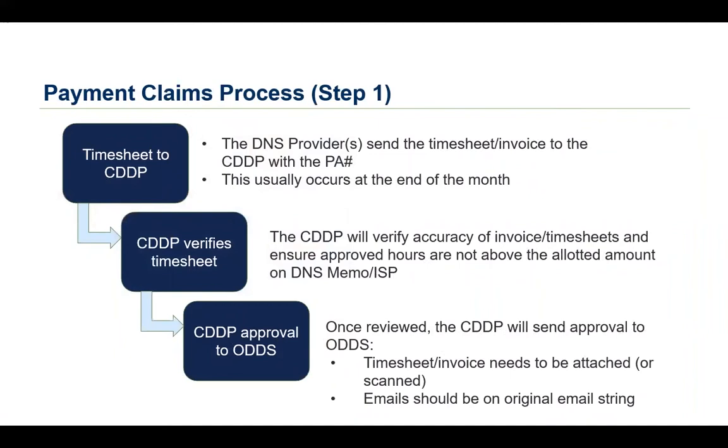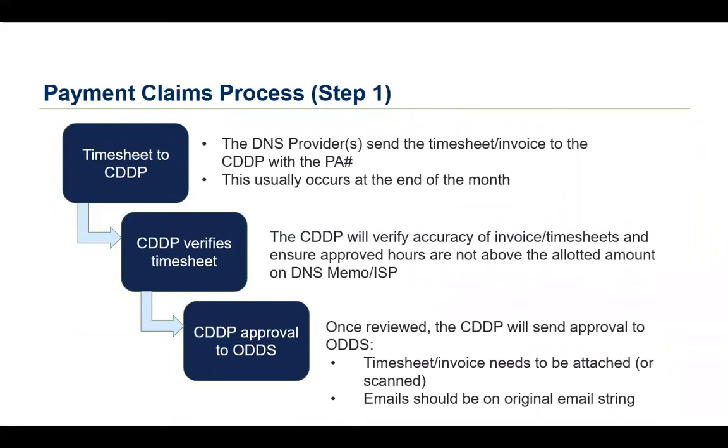Let's talk about the payment claims process. Claims are usually submitted at the end of a month. The DNS providers send the timesheets and invoices to the CDDP with the PA number, so they can look that up. The CDDP will verify accuracy of the invoice and timesheets and ensure that the approved hours did not go above the allotted amount to that individual based on the criteria memo and the ISP hours. Once reviewed, the CDDP will send approval to ODDS, and then they'll also attach the timesheet. Invoice needs to be attached or scanned, and email should be on the original email string.